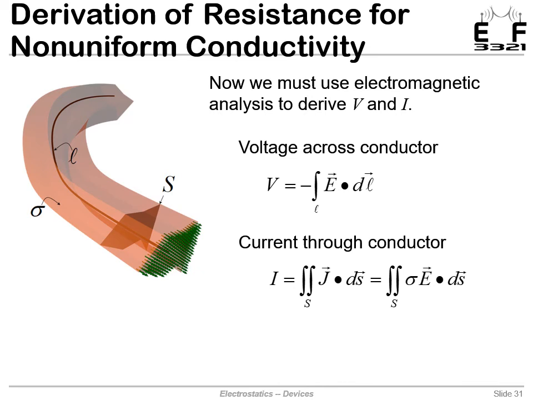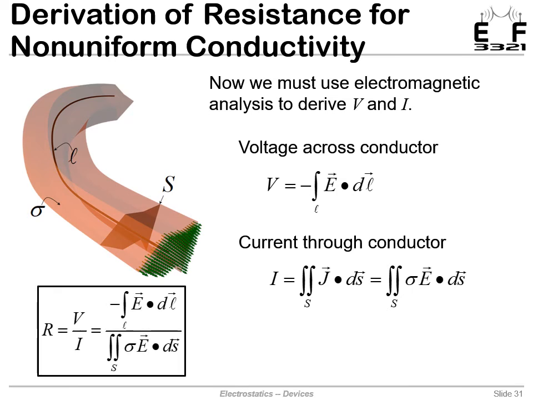We need to know the current through the conductor, and there's two ways we can do that. We can integrate the current density. We can also integrate sigma times E, right? That's J, that's our current density, and that will also give us the total I. Once we have these two expressions, we can divide the two, and we have resistance. So I can very roughly write this equation, and that really spells out the recipe that we would have for deriving the resistance of an arbitrary structure where we have to resort to these electromagnetic equations.